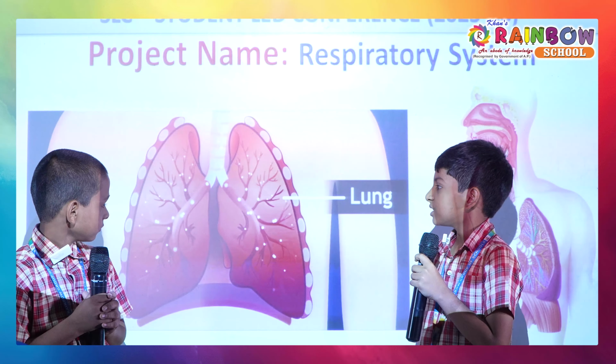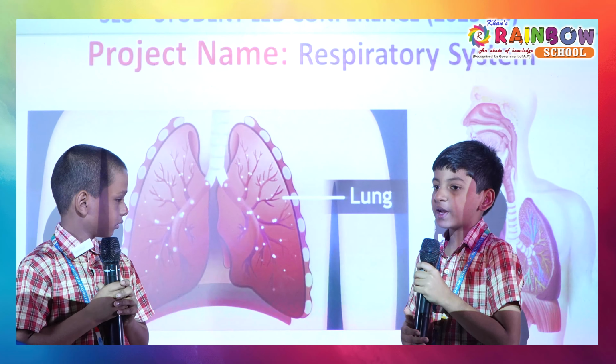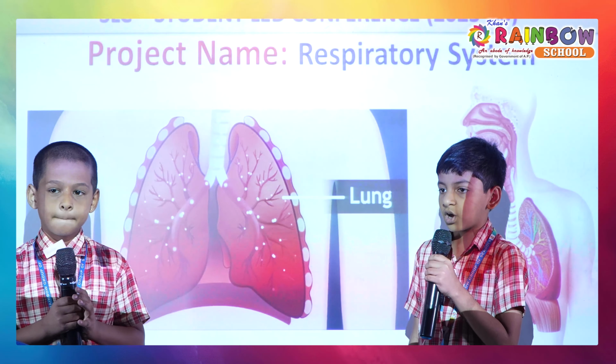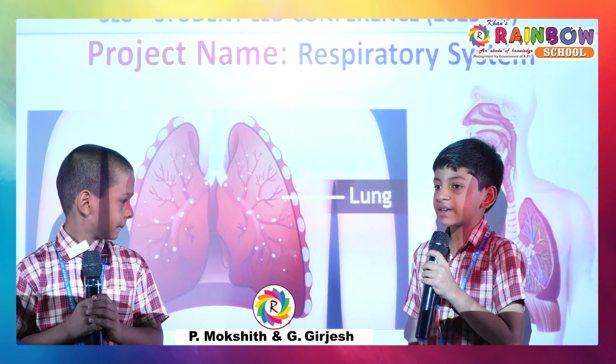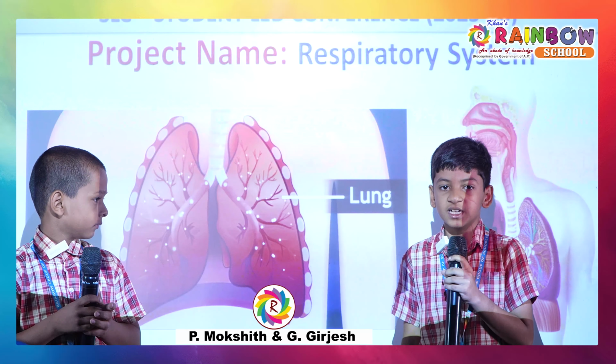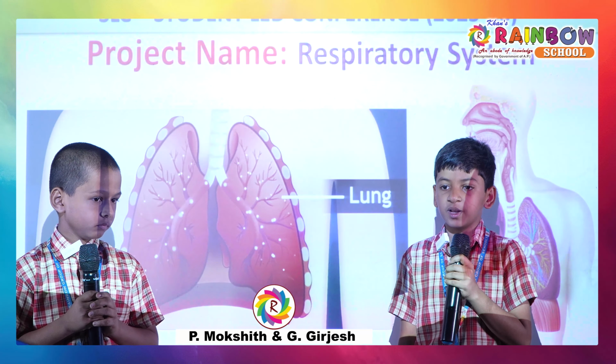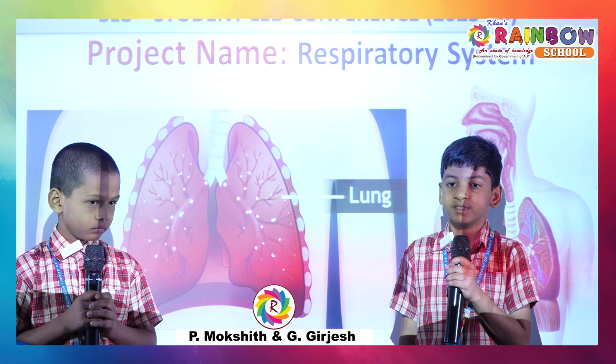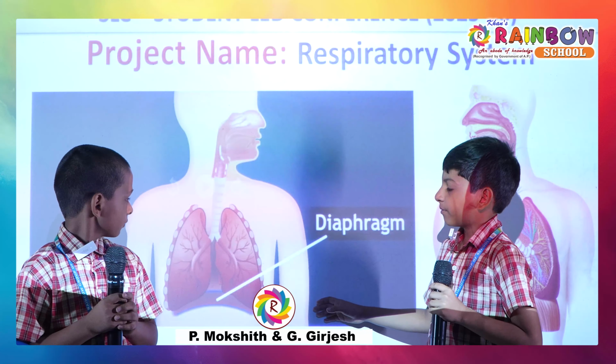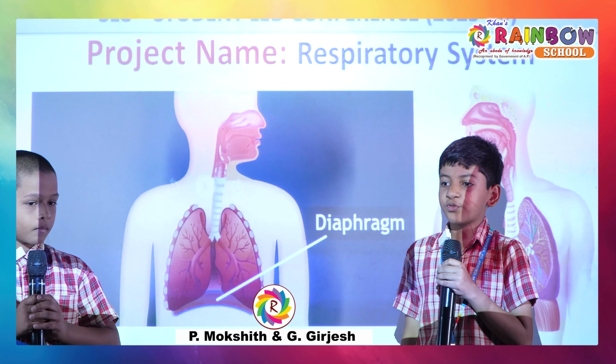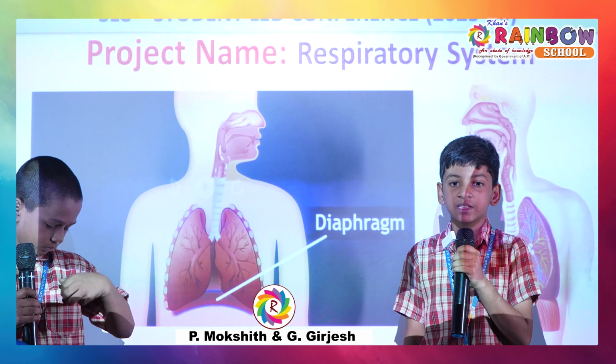Lungs. They are the main respiratory organ located on both sides of our chest. They are pink in color. They have a lot of blood vessels. They are spongy because spaces inside them are filled with air. Diaphragm. It is a large flat muscle. It gives support to the lungs.